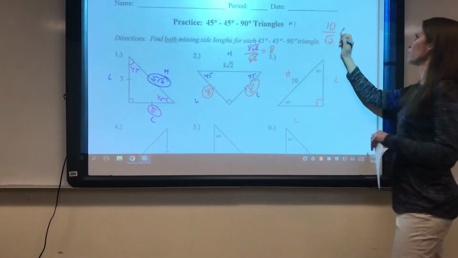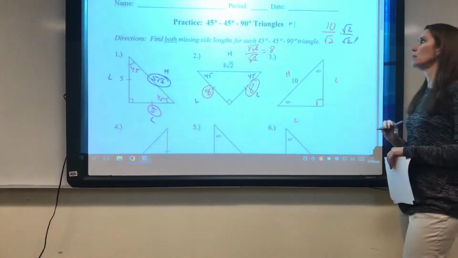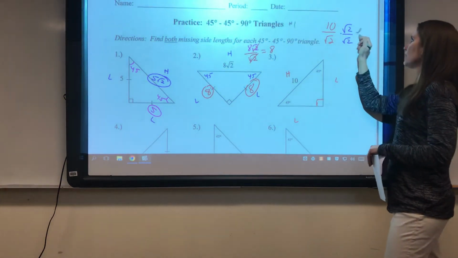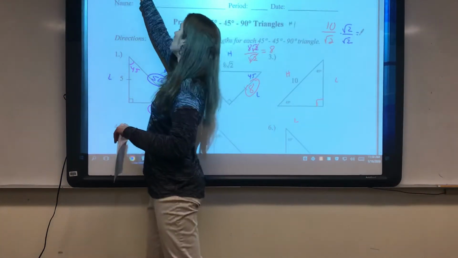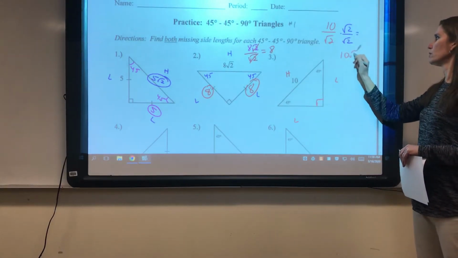So remember from algebra, I can always multiply by square root of 2 over square root of 2. That helps me get that square root out of the denominator. And when I do that, then on the numerator I get 10 square root of 2.